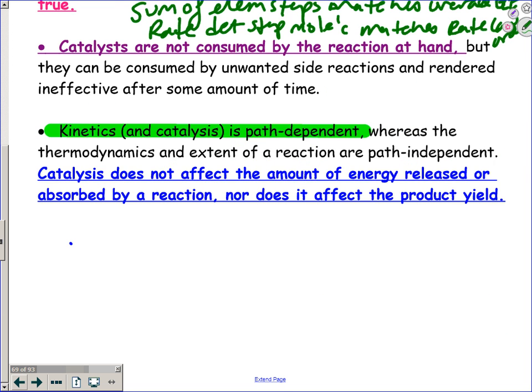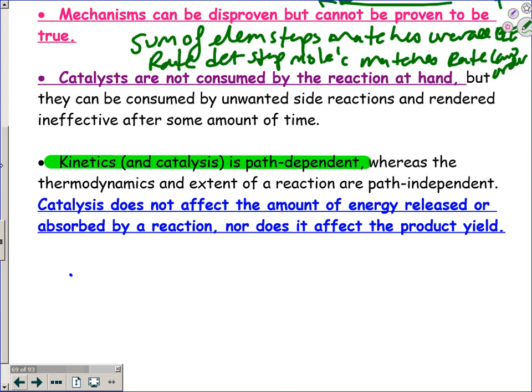And then we kind of just talked about this already. Catalysts are not consumed. They could potentially be yielded in such a way that they don't survive. So a lot of times catalysts are reused unless they're kind of damaged, and they can be damaged by unwanted side reactions.